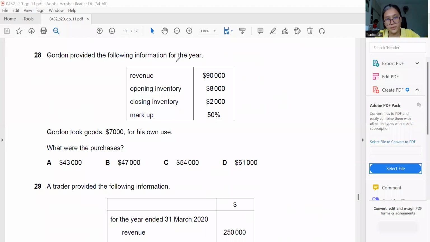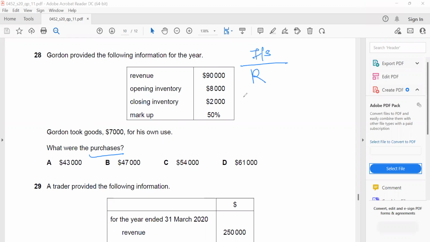Gordon provides the following information. Gordon took goods worth 7,000 for his own use. So revenue, opening inventory. What is the purchases amount? So we take the simple income statement format: revenue less cost of sales, opening inventory, purchases. Because this is drawings, we have to minus the drawings amount in here, purchases. Okay, next.